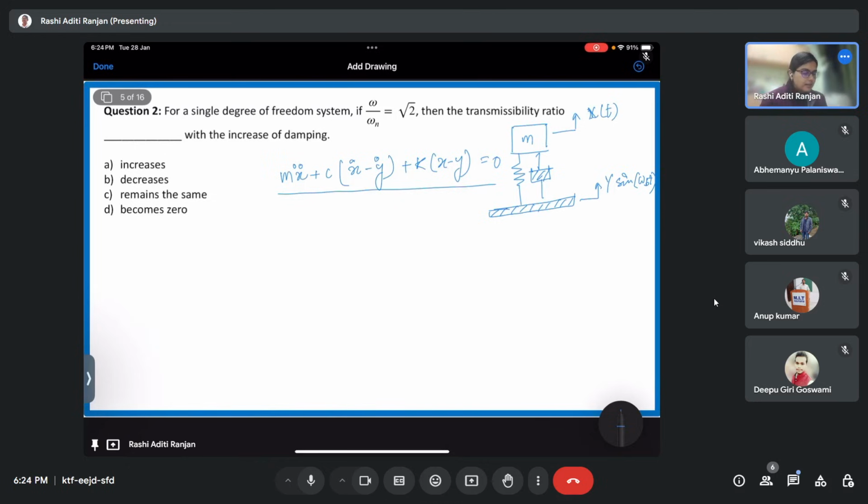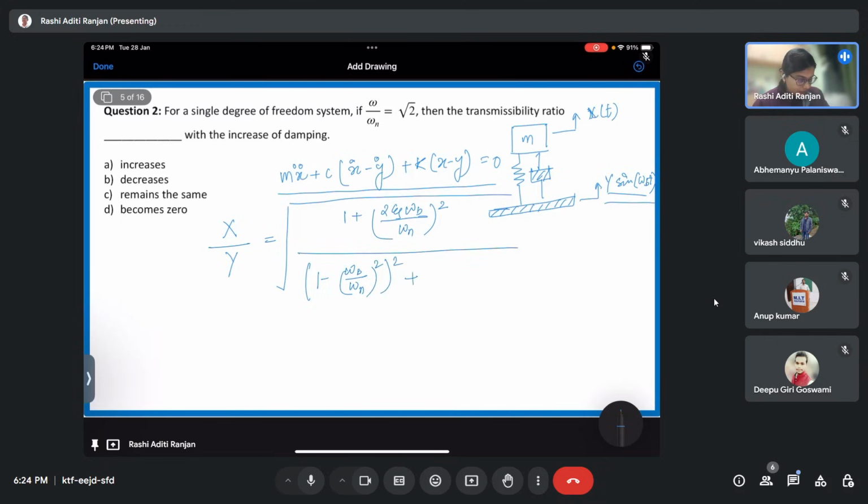Now, considering that my y is oscillating with time like this, I will get a ratio of the amplitude of oscillation of my mass m and the oscillation of my support, which we say as x by y, and it is written as under root of 1 plus (2 zeta omega b by omega n) whole square divided by (1 minus (omega b by omega n) square) whole square plus (2 zeta omega b by omega n) square. Okay, so this is your transmissibility ratio. This is what we call the transmissibility ratio.